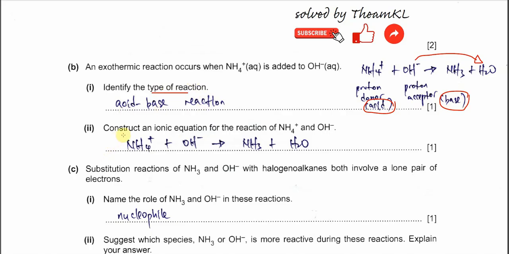Part 2. Construct an ionic equation for this. So I already told you just now. So it's just this one. Ammonium with hydroxide form ammonia and H2O.